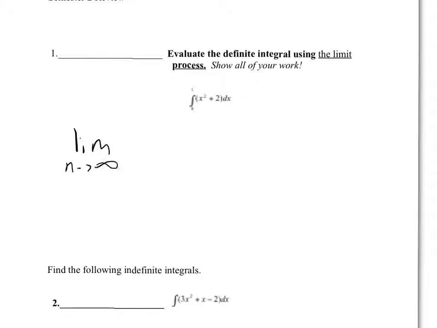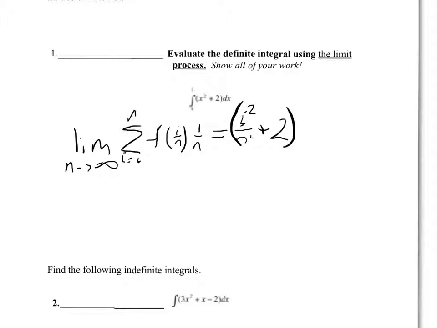as n approaches infinity of the sum of i equals 1 up to n of, and now let's see, it'll be f of i over n, all times 1 over n, like that. So if I plug in i over n into the function, I should get i squared over n squared plus 2, all times 1 over n.